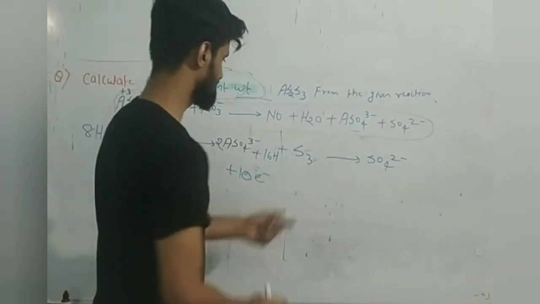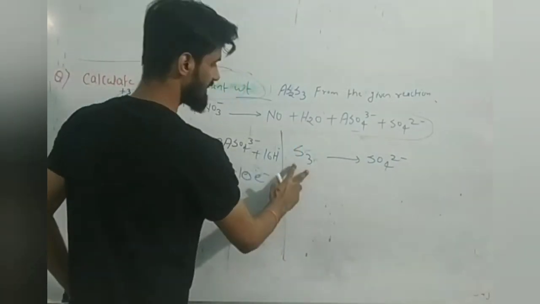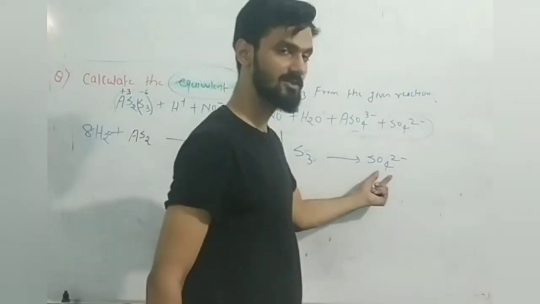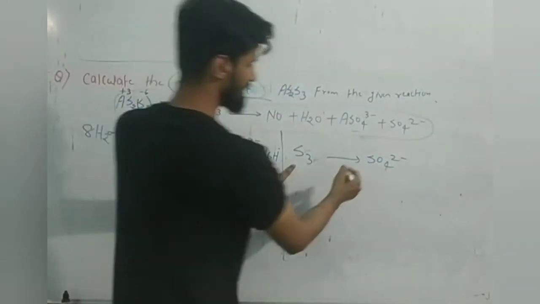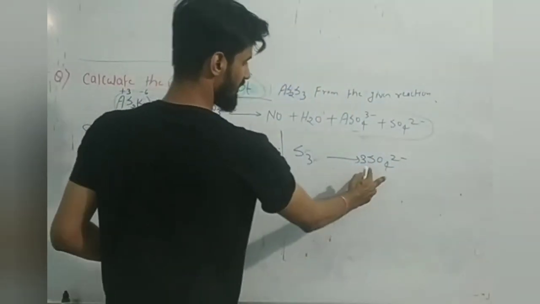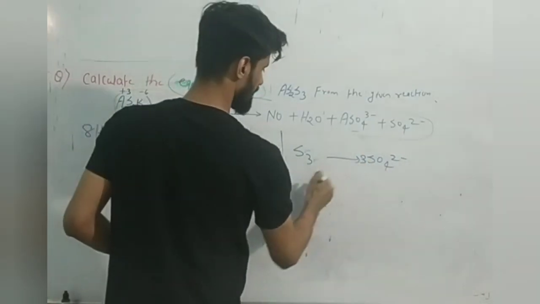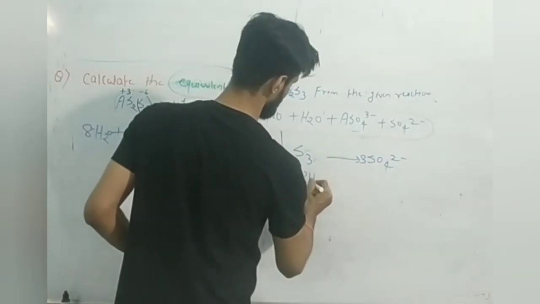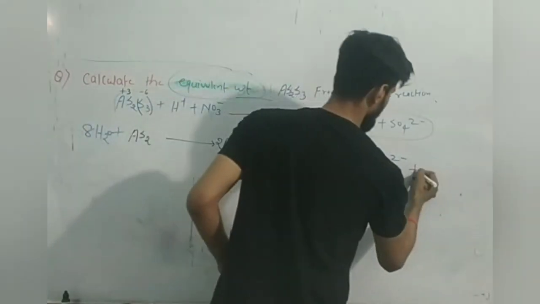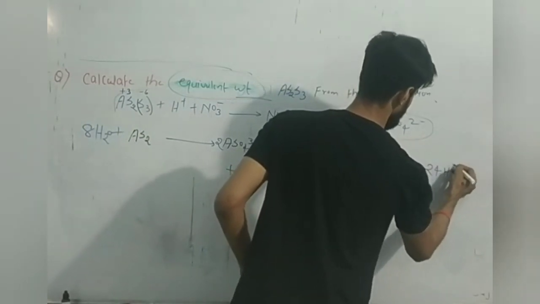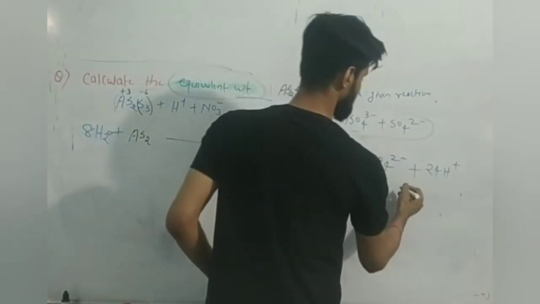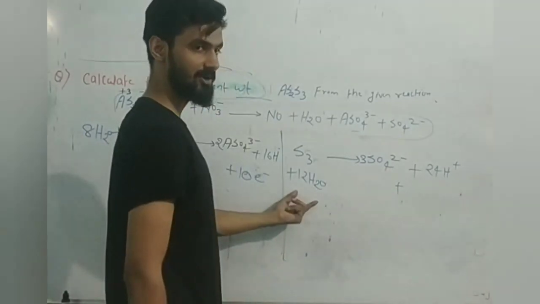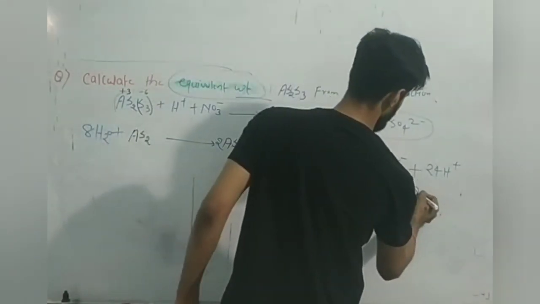Now come to this reaction. In this reaction, S3 goes to SO4 2-. Sulfur is 3, so you have to multiply by 3. Now oxygen is 12, 4 into 3, so just add 12 H2O. Now you have to add 24 H plus. So if you see, there are 6 plus 18 positive charge and here 0 positive charge, so you have to add 18 electrons.